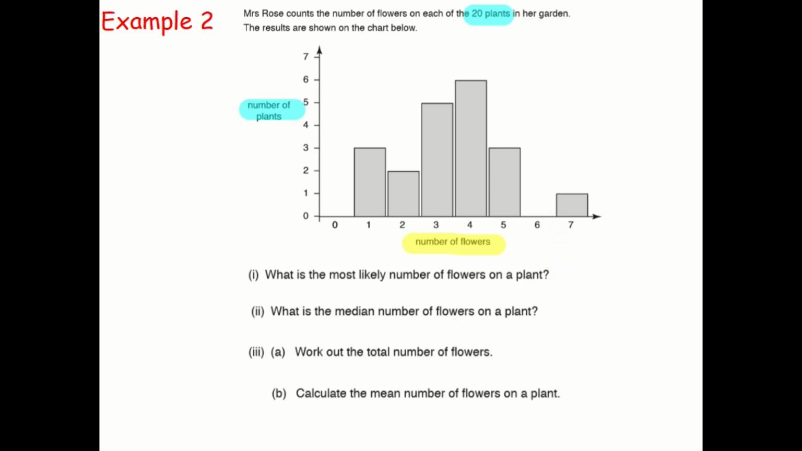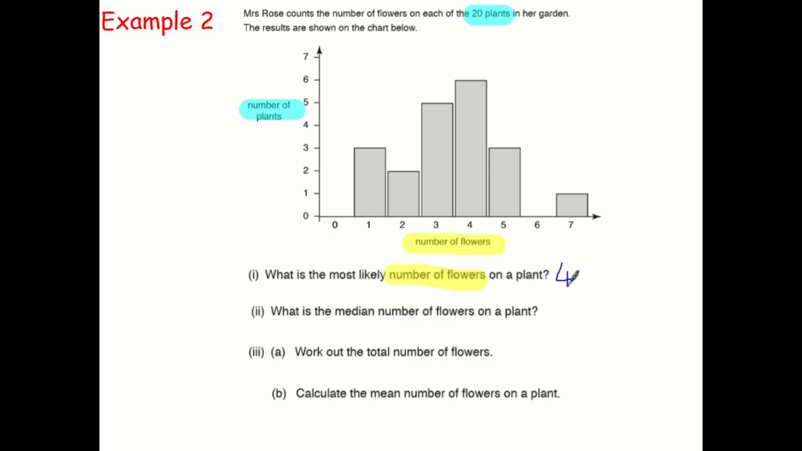Okay, let's have a look at the questions. What is the most likely number of flowers on a plant? So we're looking at the most likely number of flowers. So therefore I'm going to be looking at my yellow label here. Most likely number of flowers in this situation is 4 because it's the highest bar there. So 4 is the most likely number of flowers on a plant.